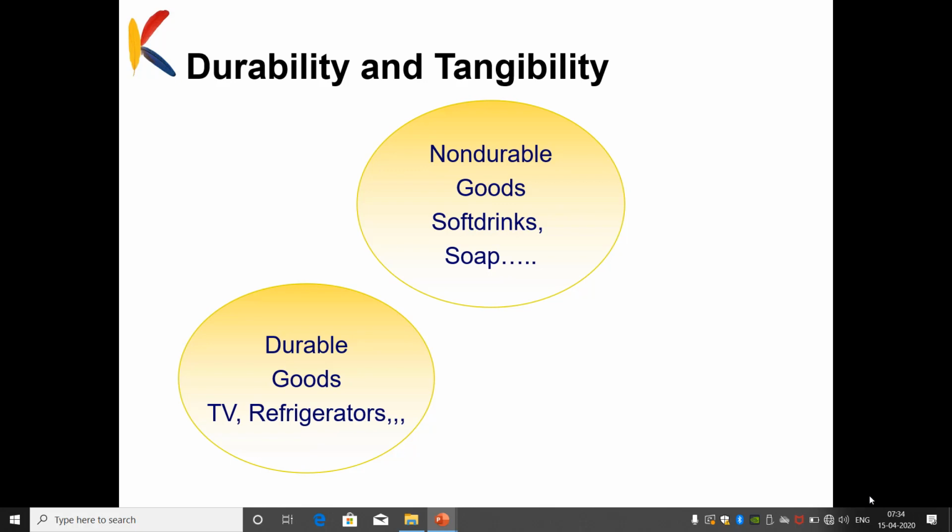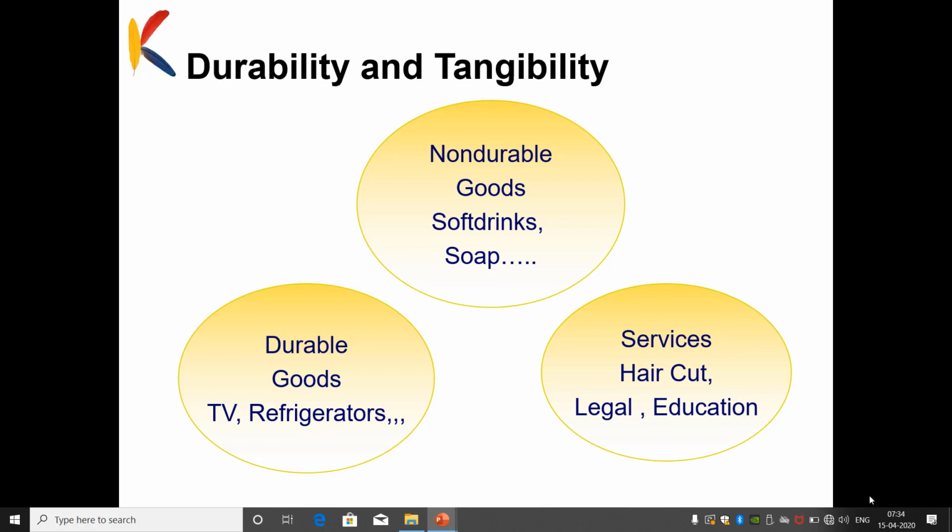And the second basis of classification is tangibility and non-tangibility, whether you are able to touch and feel the product or you are not able to touch and feel the product. Most services are intangible in nature, so you can only experience them, you cannot touch and feel them. For example, haircut services, legal education, all these services are intangible in nature. So this is the first classification.